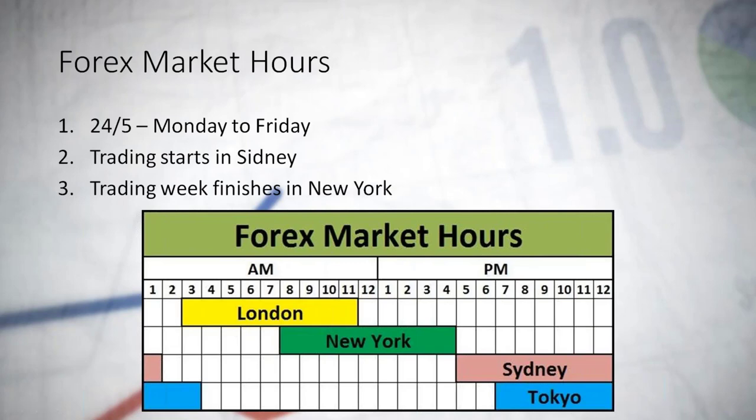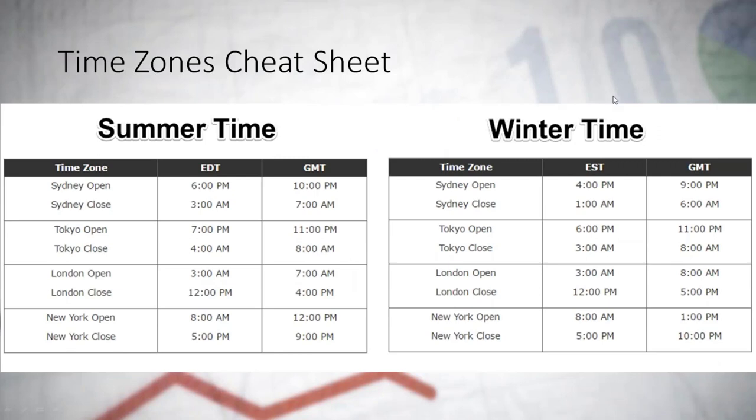All right, now let me give you some more details about the time zones. This is a pretty brief cheat sheet that you can use about the time zones and when the markets are open and closed. As I said, the times conform to the American time. For example, Sydney opens at 6 p.m. American time, closes at 3 a.m. American time, then Tokyo at 7 p.m., closing at 4 a.m. Everything is EDT, Eastern American time. Then we have London at 3 a.m., closing at 12 p.m. New York opens at 8 a.m., closes at 5 p.m.